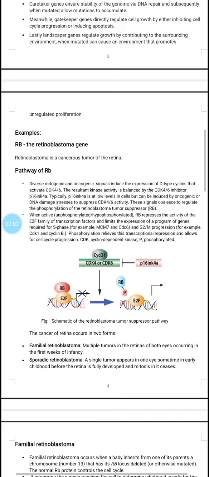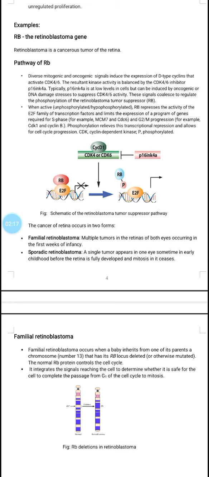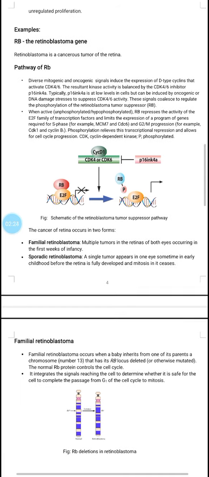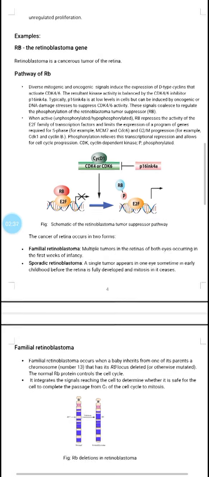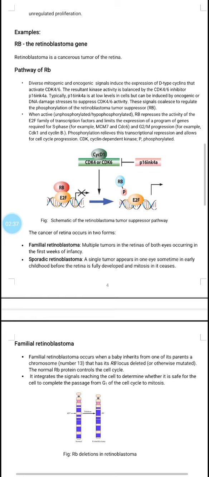Pathway of RB: diverse mitogenic and oncogenic signals induce the expression of D-type cyclins that activate CDK4 and 6. The resultant kinase activity is balanced by the CDK4 and 6 inhibitor p16INK4A. Typically, p16INK4A is at low levels in cells but can be induced by oncogenic or DNA damage stresses to suppress CDK4 and 6 activity.